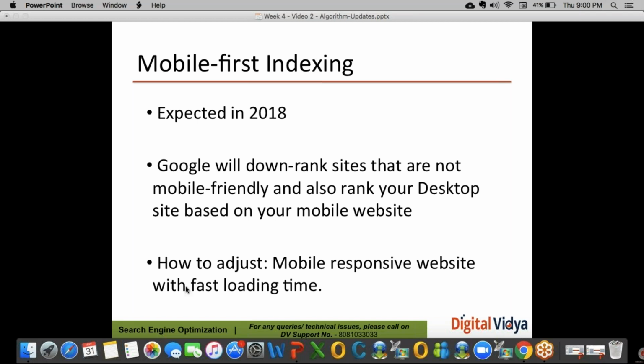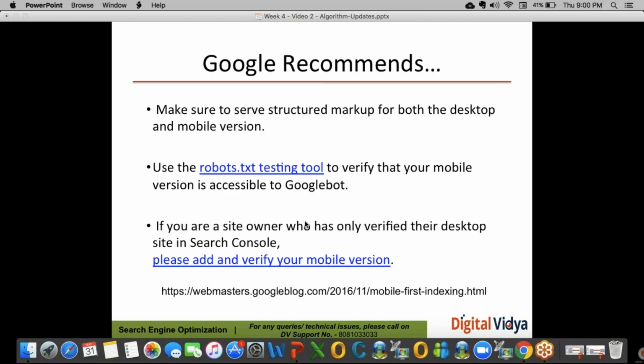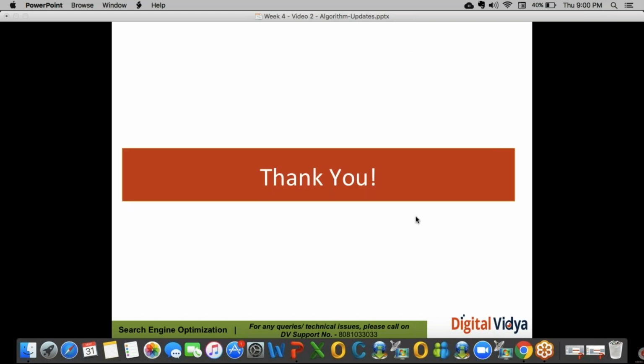All right, so how to adjust? The solution is a mobile responsive website with fast loading time. What Google recommends is to make sure your website is mobile responsive, the structured markup is done, you have added your robots.txt and submitted your XML sitemap into the Search Console. That's what Google recommends. And there you go.